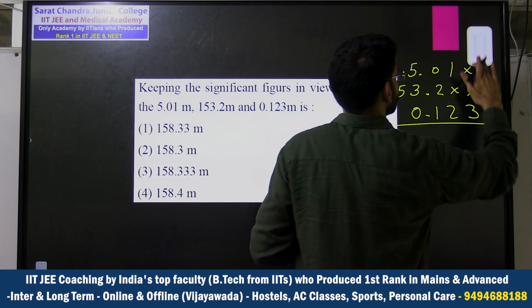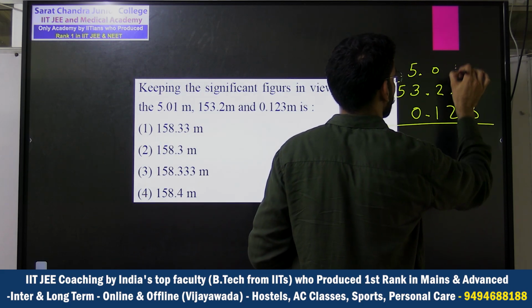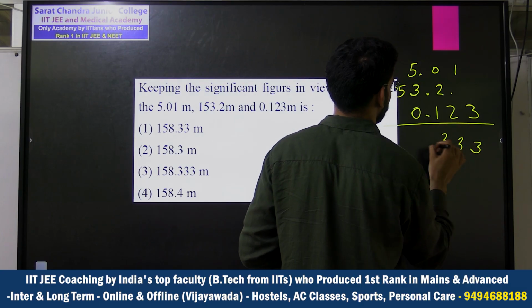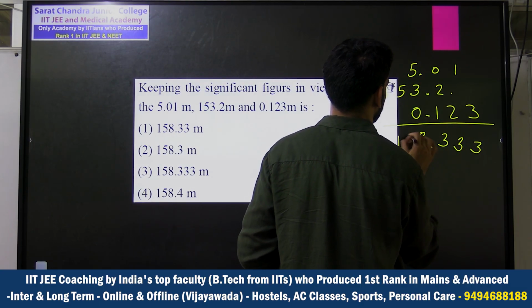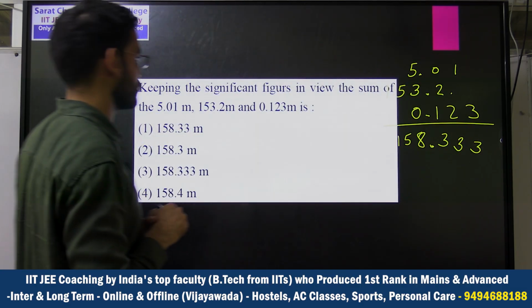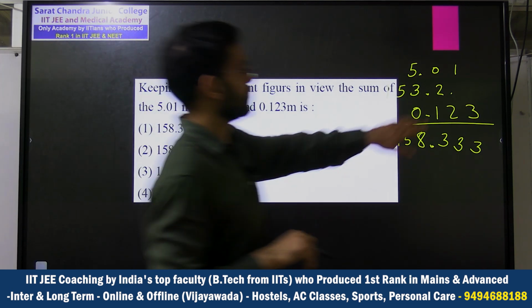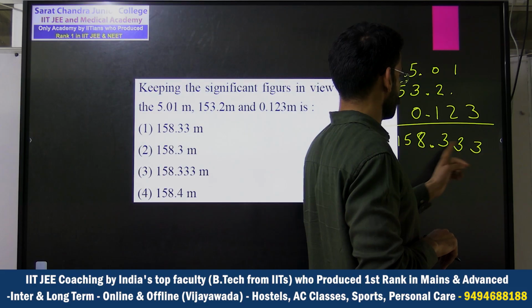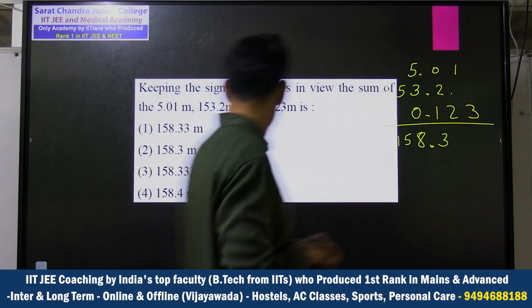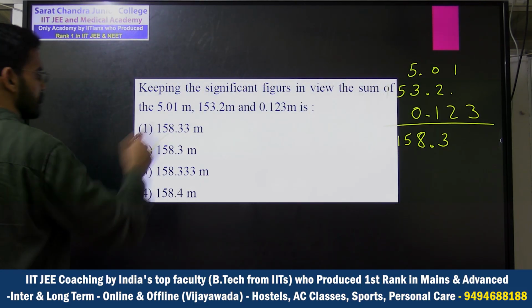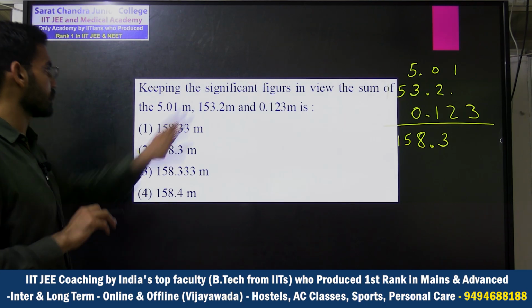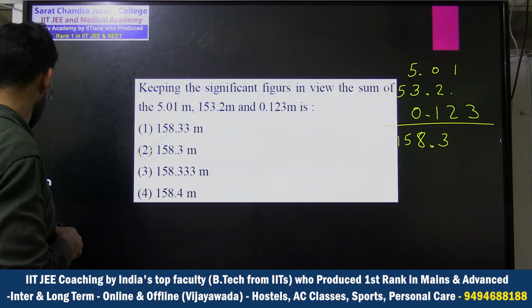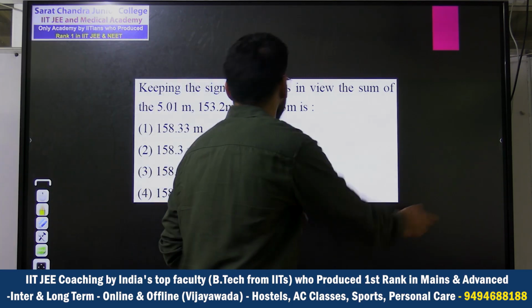Okay, so if we now solve for this, what will come? 3, 2 plus 1 is 3, 2 plus 1 is 3, 5, 3, 8, 158.333. But that's not the answer. You have to consider the minimum number of digits. So here after the decimal, this has the minimum number, so that is 1. So if you round off, 158.3, that means second option. Okay, according to significant figures you have to answer. So 158.3, second option is your answer. Let's do next.